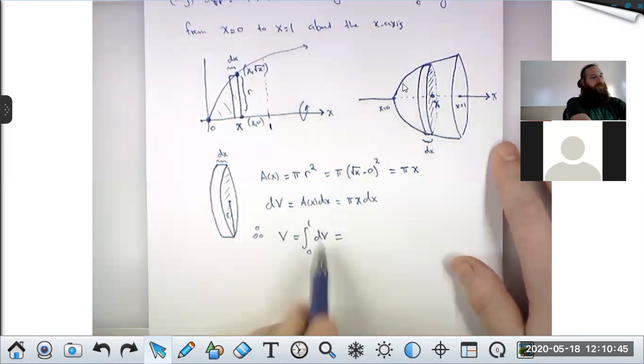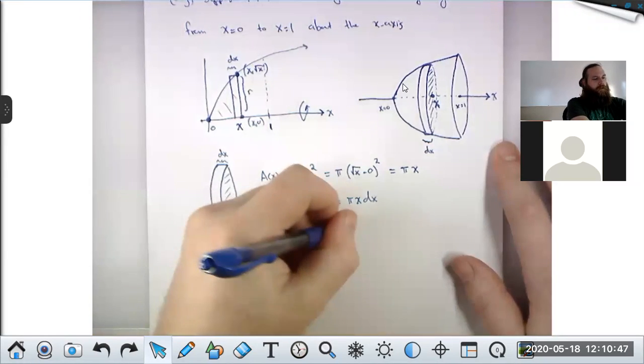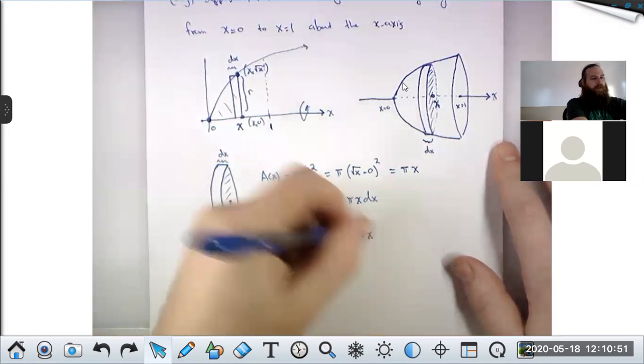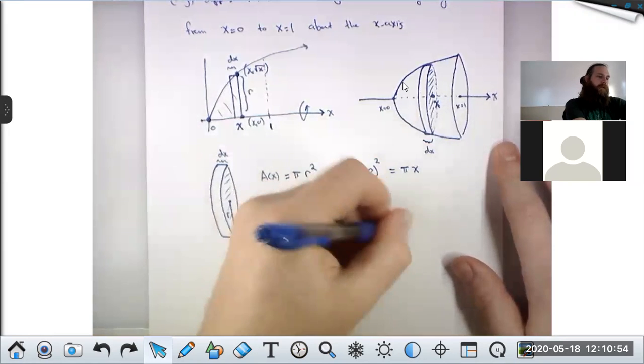And then what was dV? It was pi x dx. So this is the integral from 0 to 1 of pi x dx.